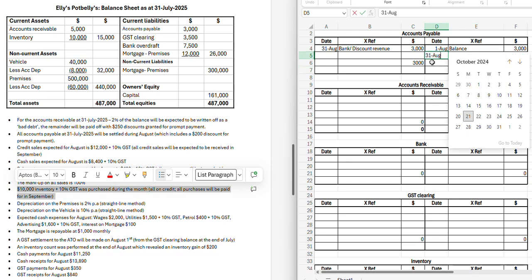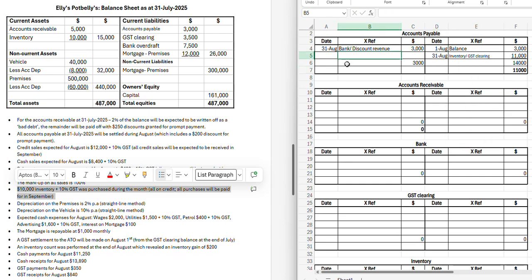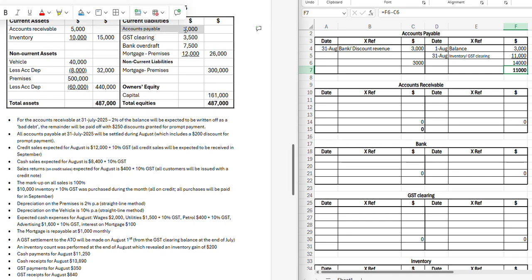Now, if we had any purchase returns, which we don't, they would go on the debit side because that would reduce our liability owing to our suppliers. But this ledger's done. Total debits equal 3K, our total credits equal 14K, 14 minus 3 gives you a final balance of 11. That 11K would be reported in the end of August balance sheet. So up here on the left, we would update this to 11K.